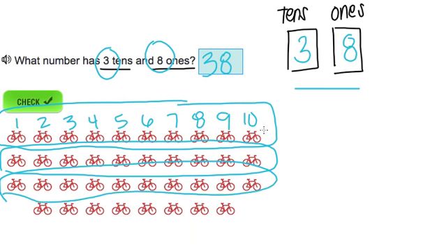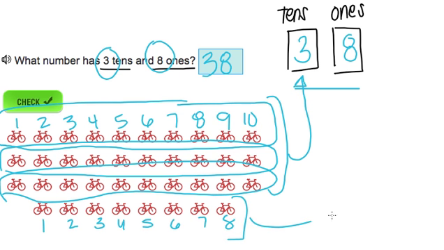So that's 10, 20, 30. We have 3 groups of 10. So this is all 3 10s. And then here we have 1, 2, 3, 4, 5, 6, 7, 8. We have our 8 1s. So the correct answer is 38.